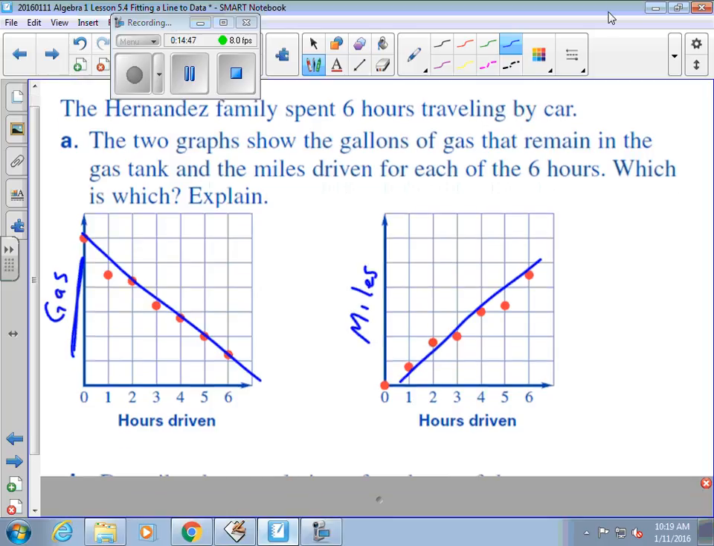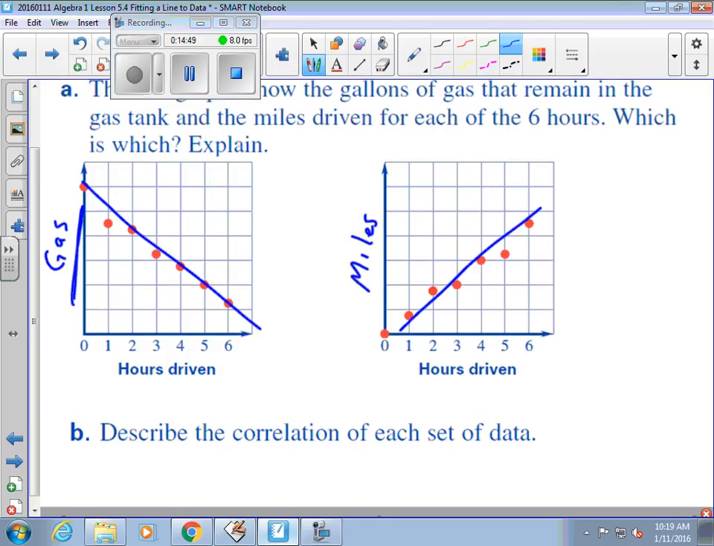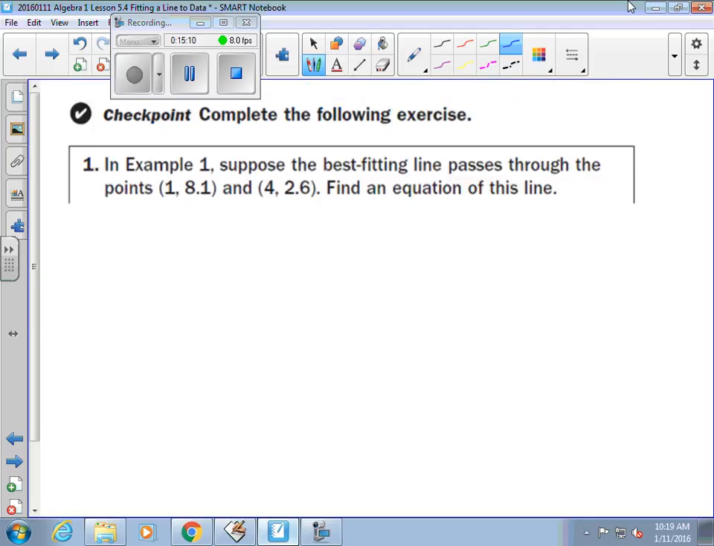The second part of this asks what I already said. Describe the correlation of each set of data. And that goes into the explanation here. Why is the first one gas? Because as hours are driven, gas is going down. Why is the second one miles? Because as hours are driven, miles are going up or increasing.